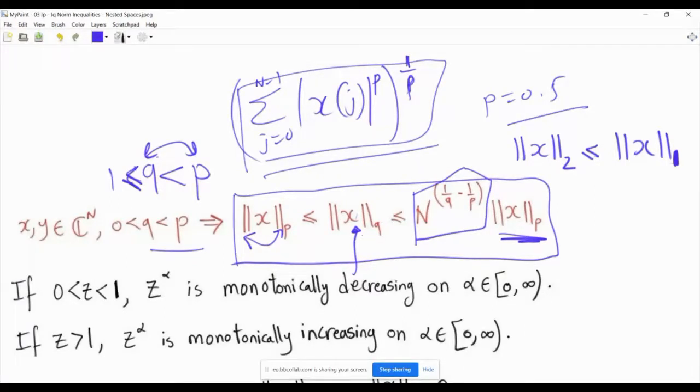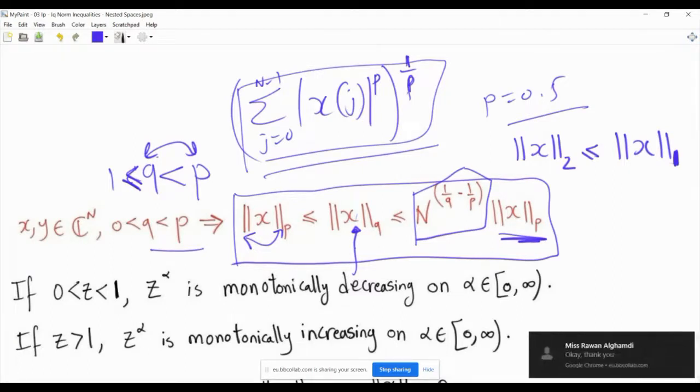When does it hold with equality? It can be satisfied with equality if the vector has only one non-zero component. Then these norms will be exactly equal.